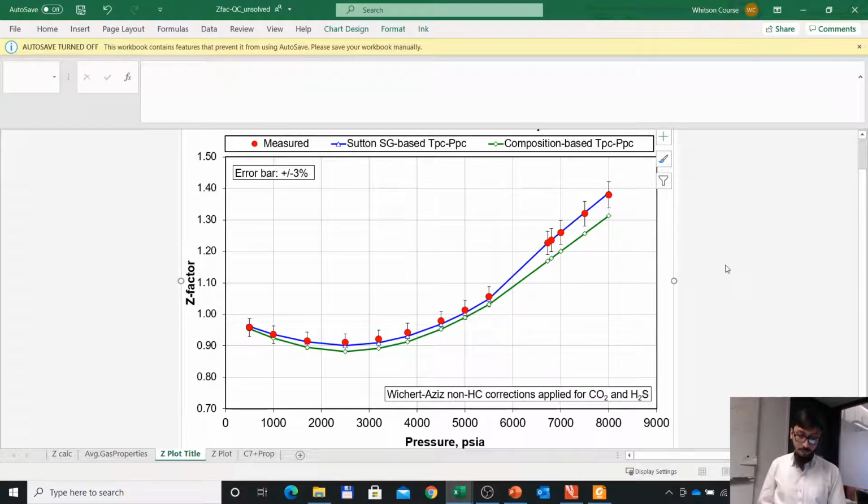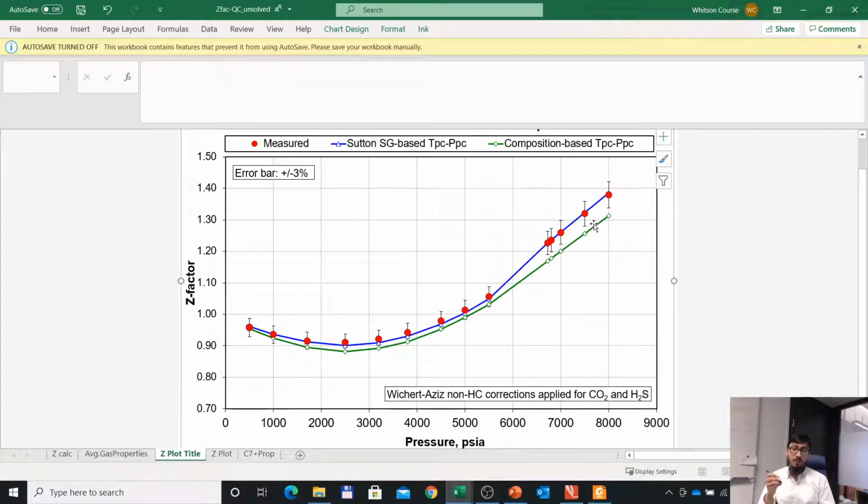But one reason why this composition based TPC and PPC, this Kay's mixing rule TPC and PPC, is not giving an accurate representation of the lab data is that we made this assumption of a correlation, like the Soreda correlation, to calculate the C7 plus specific gravity, which may not be a very good correlation for that purpose. But what we see from here is that the Sutton correlation is giving you a very good representation of the lab data.